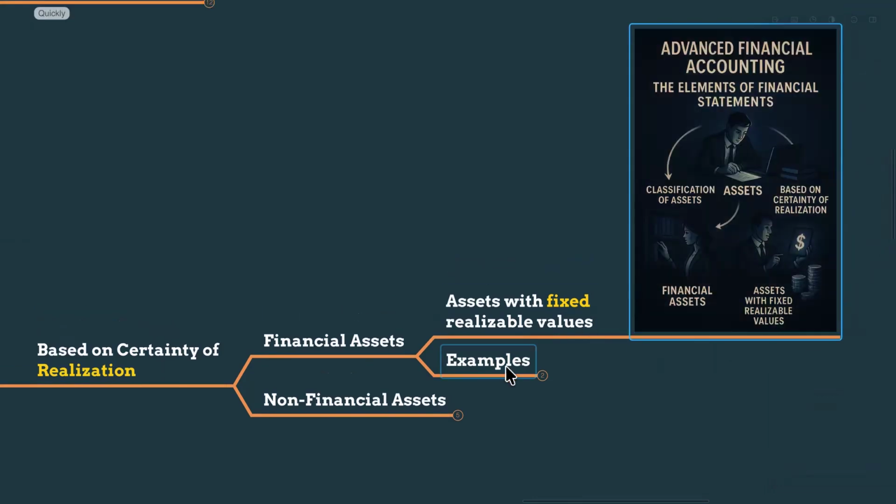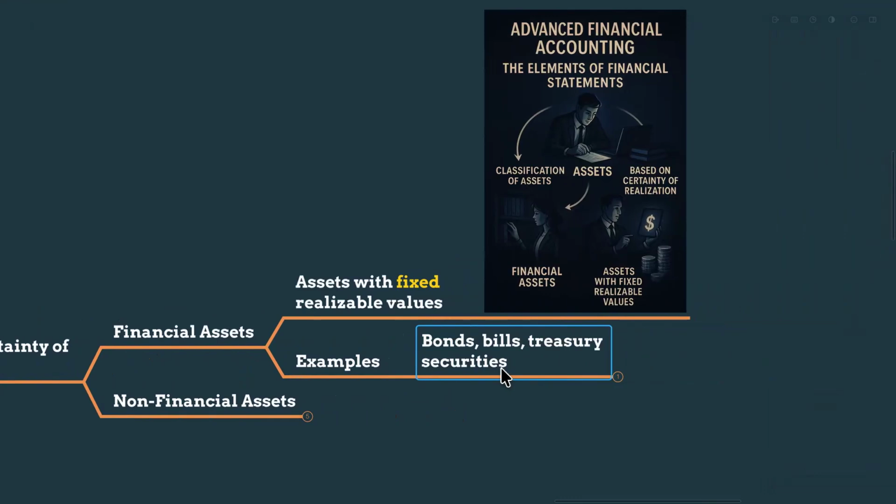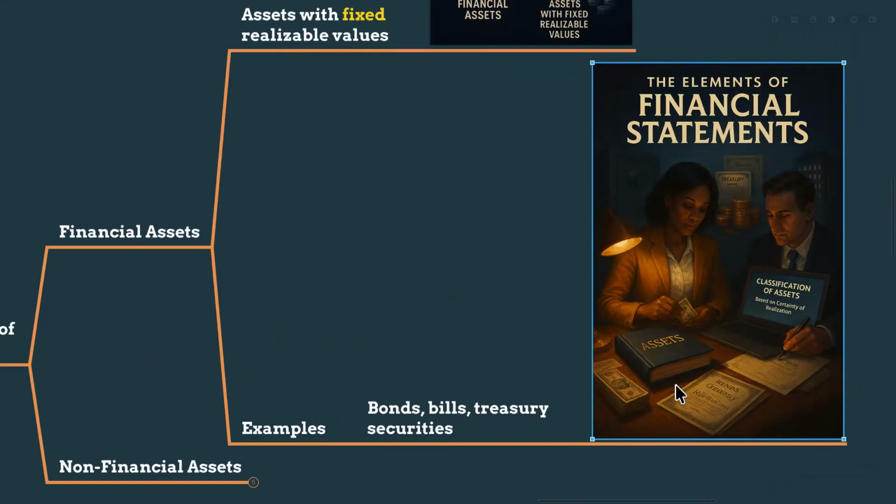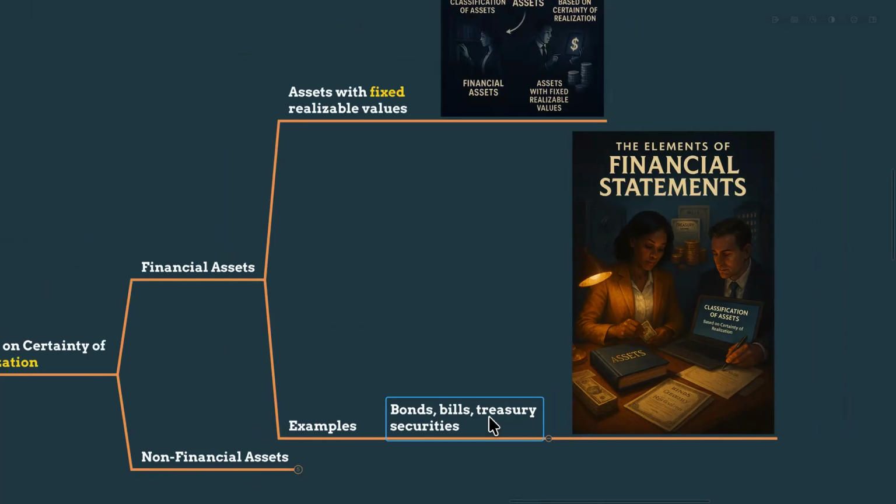What does this mean actually? Let's take an example: bonds, bills, treasury securities. These are just papers, my dears. Bonds can be treasury bills and treasury bonds. Treasury bonds are long-term government bonds. It means you give money to the government as a loan and the government will pay after a period. Normally bonds are long term, for more than 1 year. Treasury bills are short term, paying after 30, 40 or 180 days, right? So these are financial assets. They have a fixed realizable value.